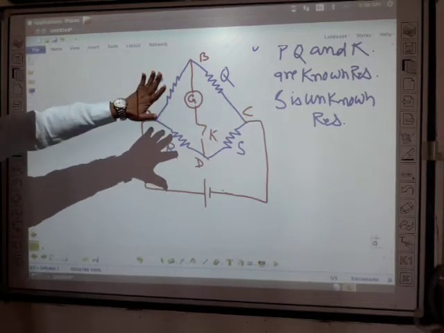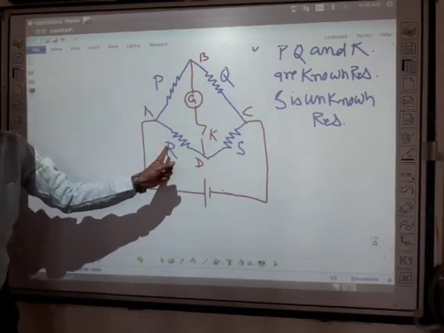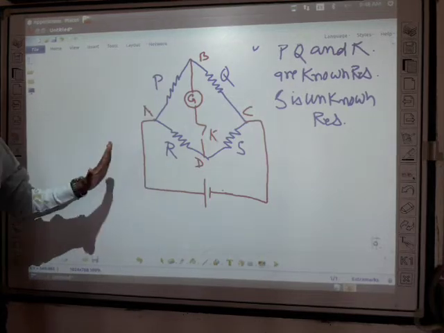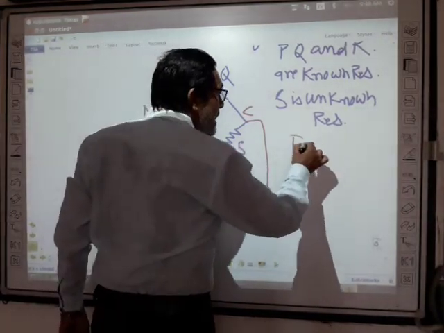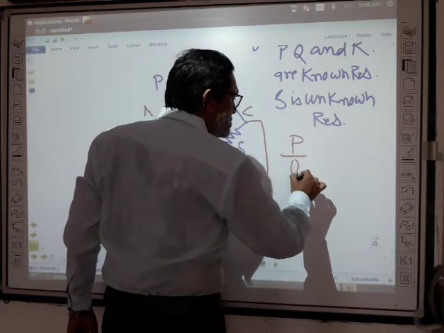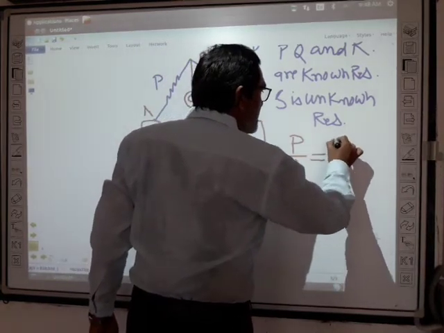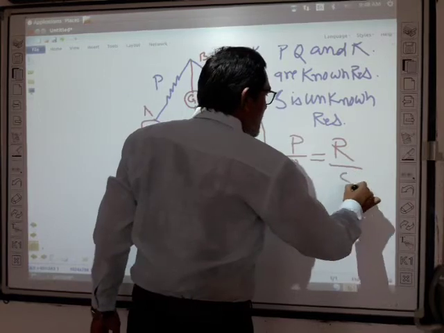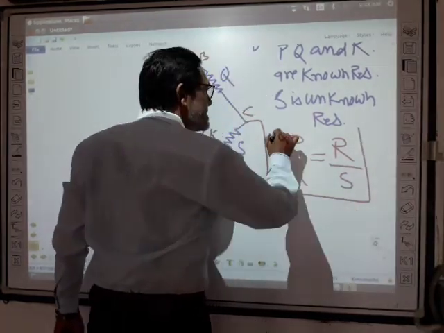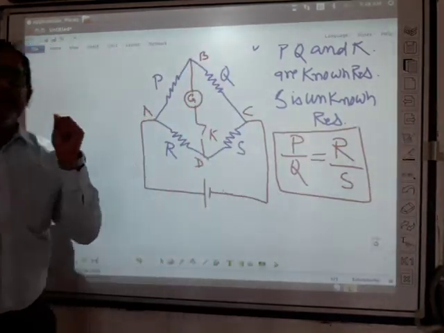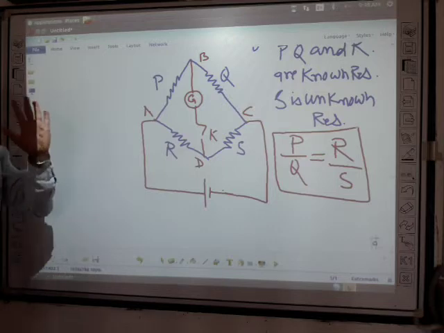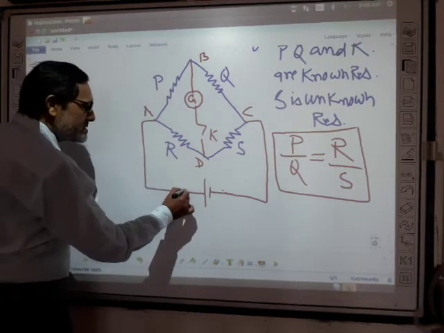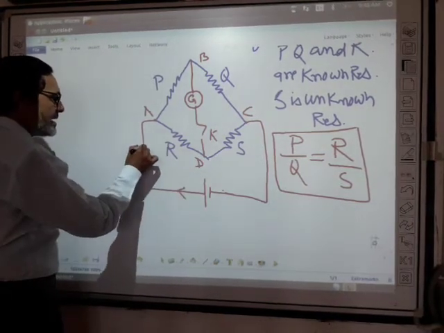P, Q, R are the known resistances, S is the unknown, connected in four sides like this. Then he says that under the balanced condition, P upon Q is equal to R upon S. This is the Wheatstone bridge. P upon Q is equal to R upon S. Very simple.